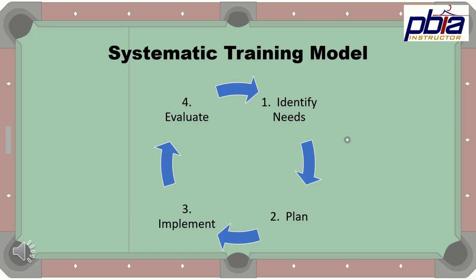The systematic training model is a simple four-stage process developed by trainers in the 1960s and is a basis for present-day learning and training programs. It begins with the training needs assessment and ends with its evaluation. The process will be discussed as it relates to teaching pool. The four stages are as follows.